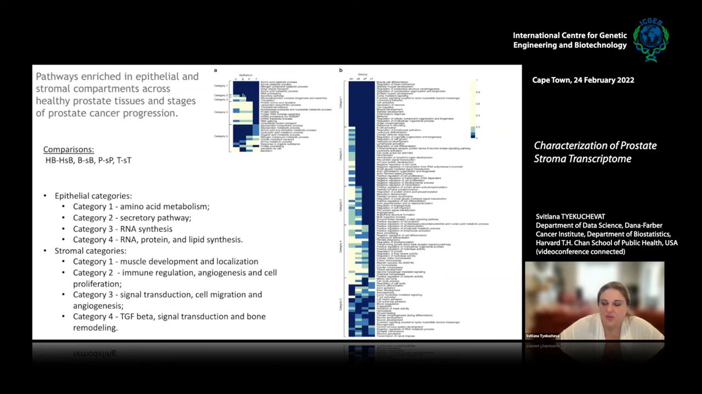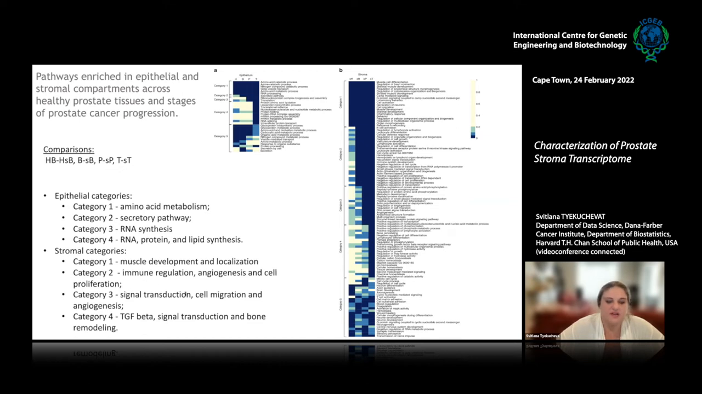When you get to the benign tissue in the cancer-bearing prostates, for enrichment in epithelium, we get enrichment of secretory pathways. Then when we go to PIN, we also get RNA synthesis added. And then the fourth category is the one that arises in the differences between tumor and stroma surrounding tumor: that will be RNA, protein, and lipid synthesis on the epithelial side. And in stroma surrounding tumor, that will be TGF-beta, signal transduction, and bone remodeling.